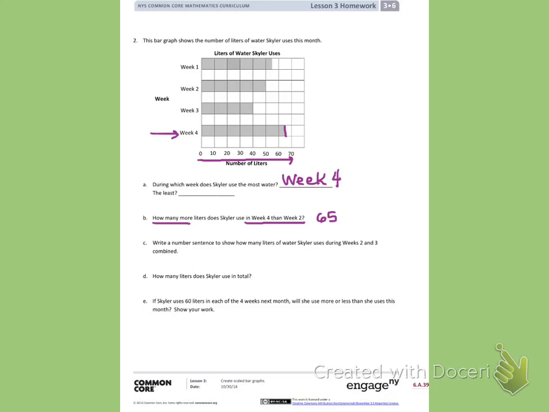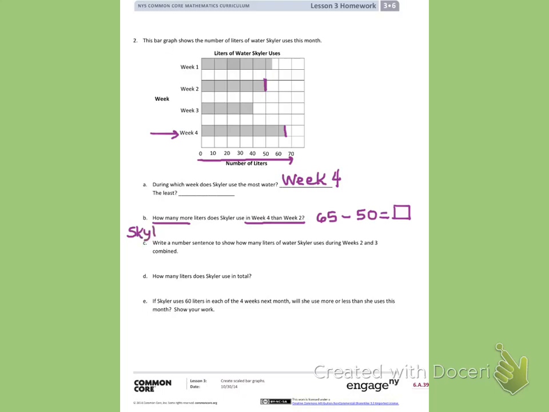In week 2, you can see it goes right here to the 50. So I'll put 50 here. Since you're comparing these 2 weeks, you want to know how many more liters were used in one week than another. You want to know the difference. So the difference between 65 and 50 is the answer to a subtraction problem. Once you figure out the answer to the subtraction problem, you need to write it in a sentence.